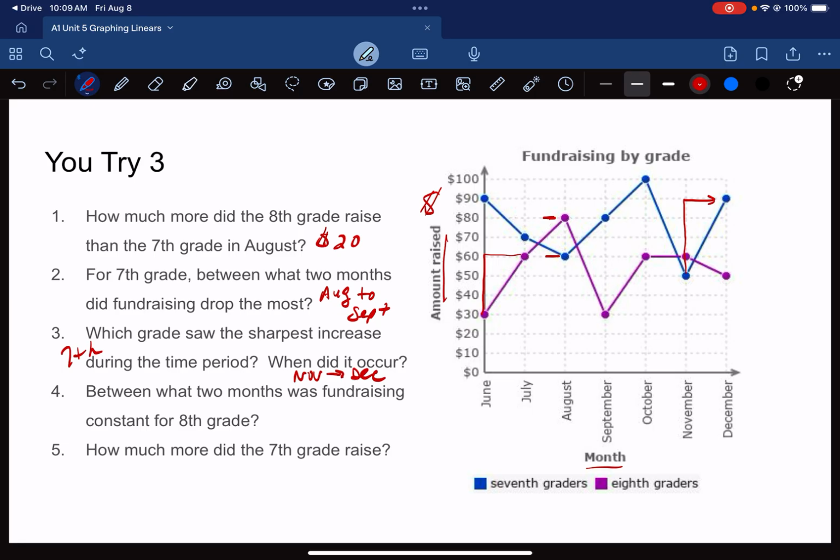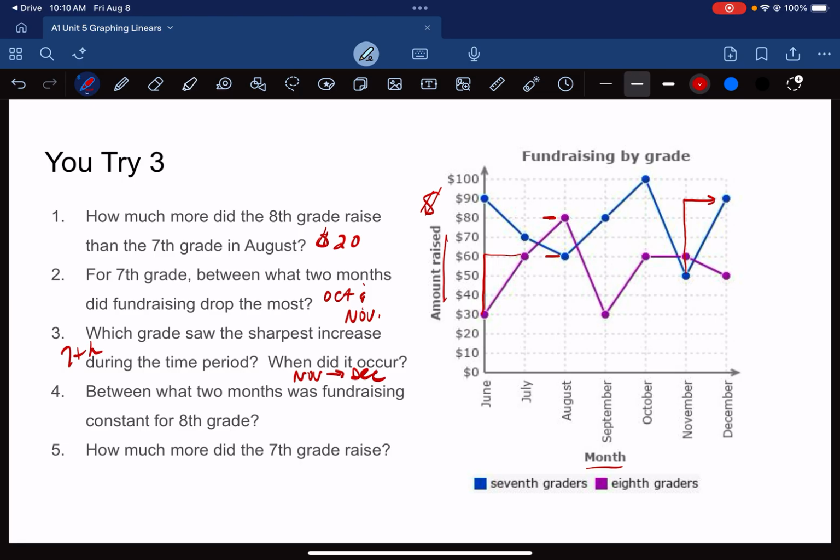Okay. Between what 2 months was fundraising constant for 8th grade? Well, 8th grade is purple again, so we're looking for the flat space there. You know, I think I answered this one wrong back here. I'm just now realizing it. I think I used 8th grade instead of 7th grade. So for 7th grade, it dropped the most between October and November.